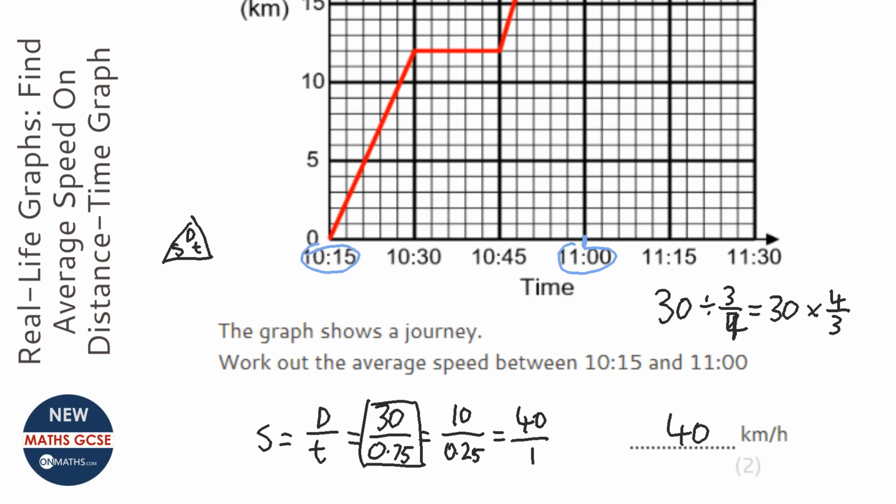Loads of different ways of doing that without a calculator. Obviously if you've got a calculator, type in 30 divided by 0.75.